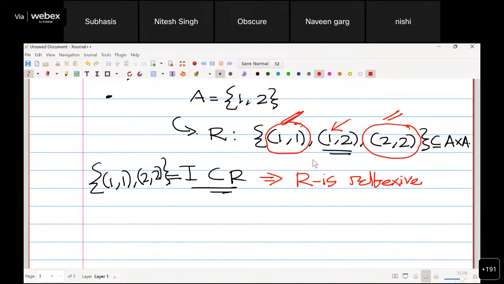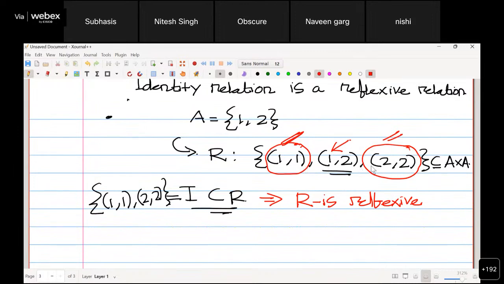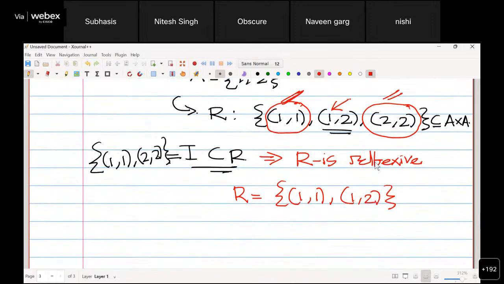Let us say the relation you have written above only has (1,1) and (1,2), but not (2,2). Is it reflexive or not? Okay, I got your question. Suppose R is (1,1) and (1,2). First of all, does R contain the identity relation? No, sir. If R doesn't contain the identity relation, then certainly R can't be reflexive. That means R is not reflexive.